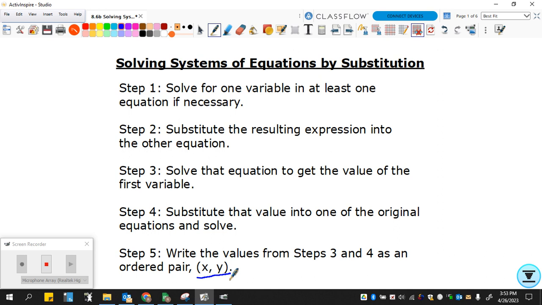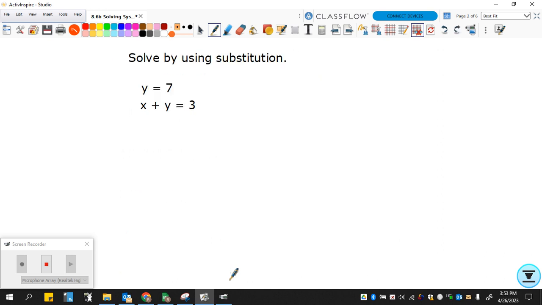So let's do some examples. Oh, and by the way, make sure you copy all 5 of those steps down into your notes, please.